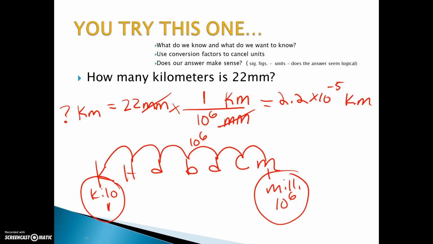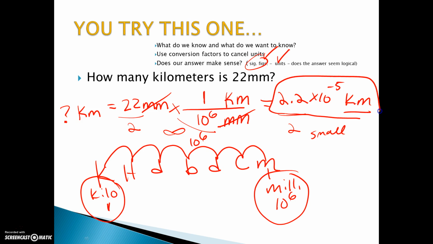Kilometers. Taking a look at sig figs, because that's the part I'm in now. There are 2 sig figs in this number. My conversion factor has infinite sig figs, which means my answer should have 2 sig figs, and I do. Sig figs are good. I got kilometers for my units. Does the answer seem logical? This answer is really small, and that makes sense, because if you have 22 millimeters, you have a very, very small amount of kilometers. My answer seems good.